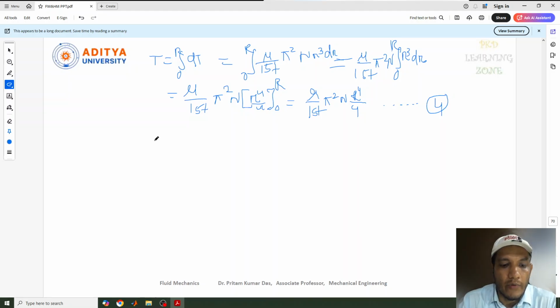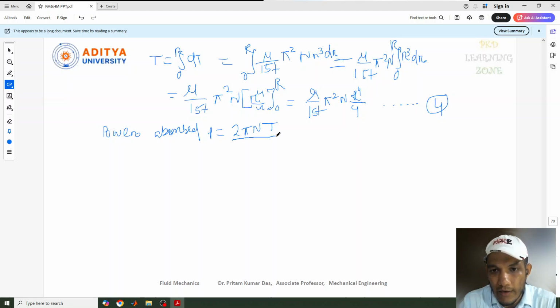Now our requirement is, what is the power absorbed? As we know, the formula for this is P equal to 2 pi nT by 60. Since 15 is there and 4 is there, we can multiply and write 60 also. Anyway, P equal to 2 pi nT by 60. So to identify this power, we have done this much. Torque we have identified; before torque we identified the shear force, and before the shear force we identified the shear stress. Okay, so this is the formula for this.